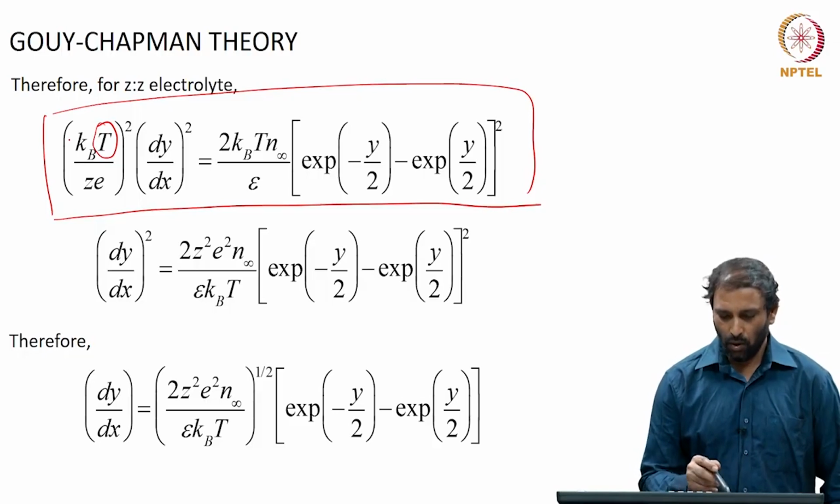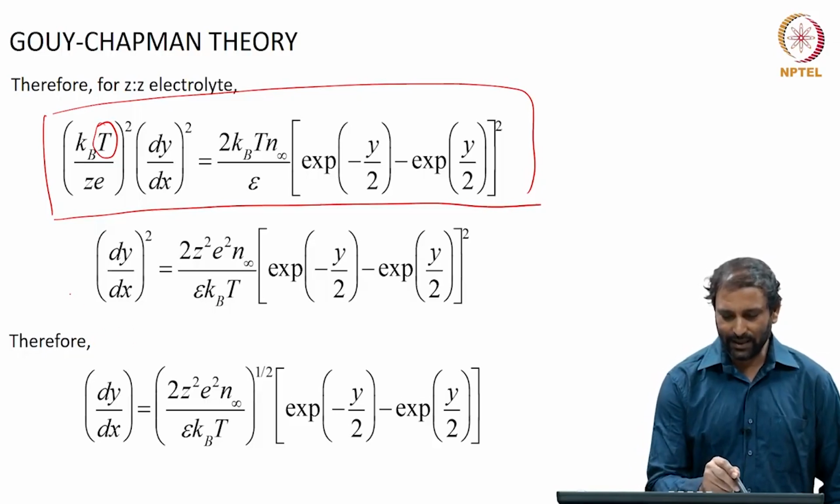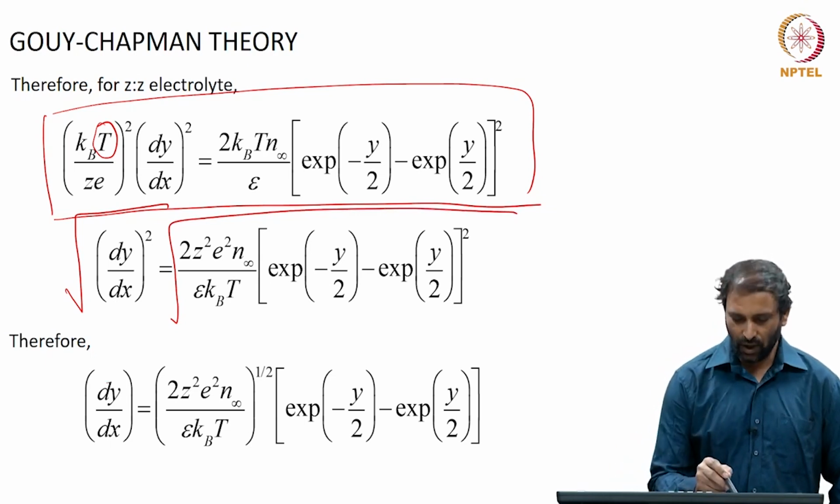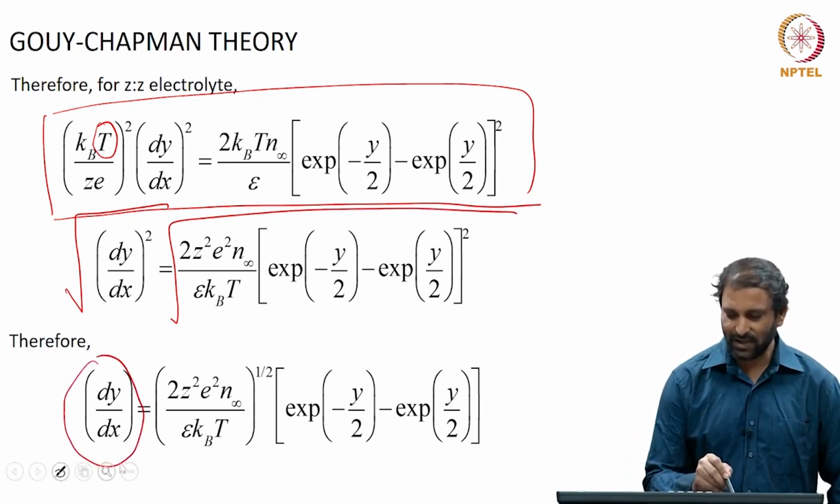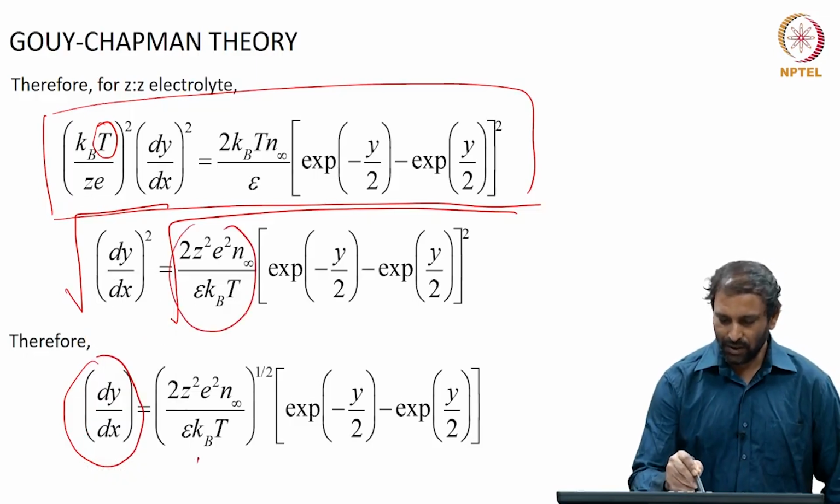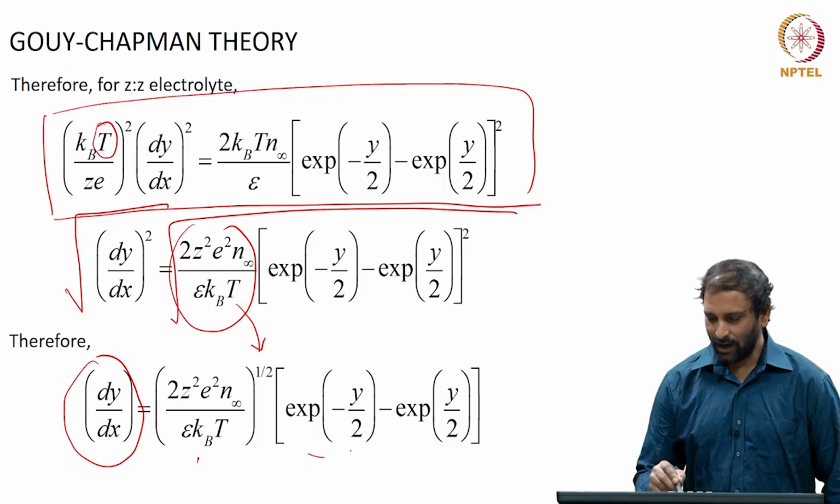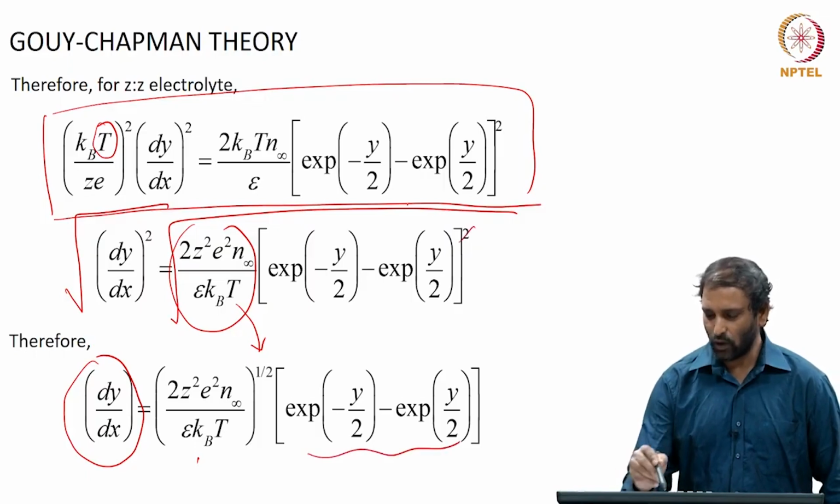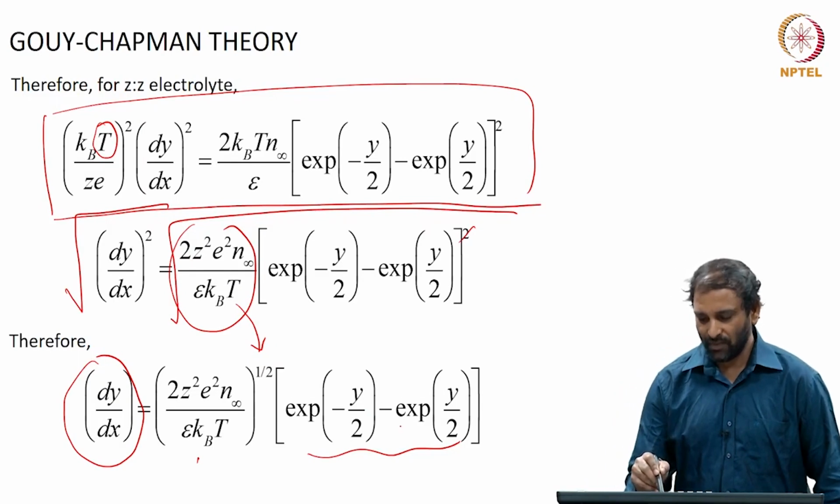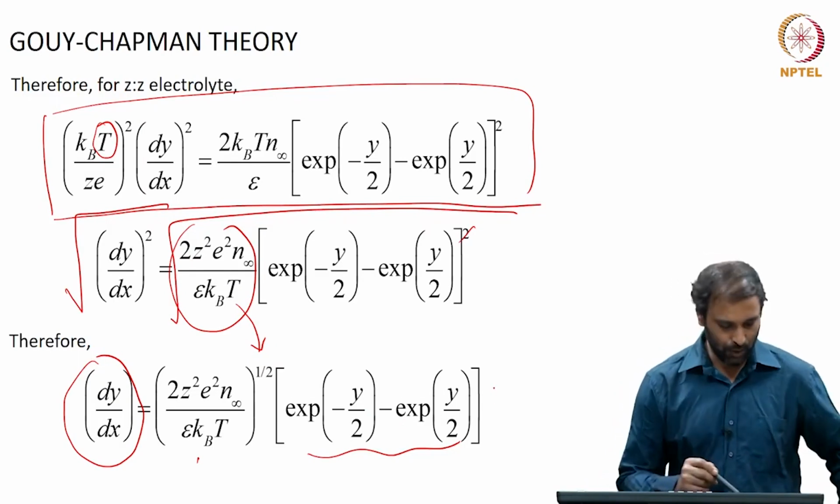So what I can do is take the square root on both sides of this expression. So I will end up with dy by dx on the left hand side, and this term raised to the power 1.5, and the square root gets cancelled. I have exponent of minus y divided by 2 minus exponent of y divided by 2.